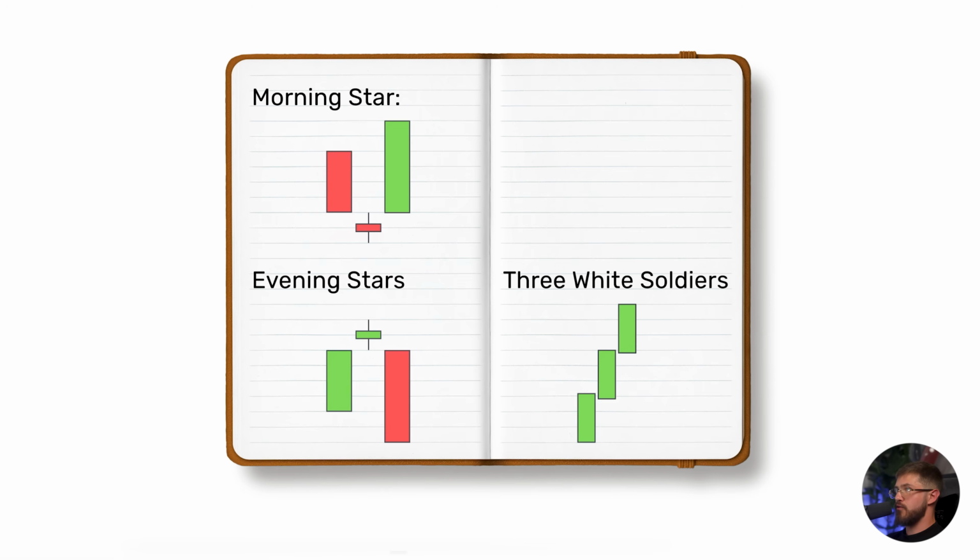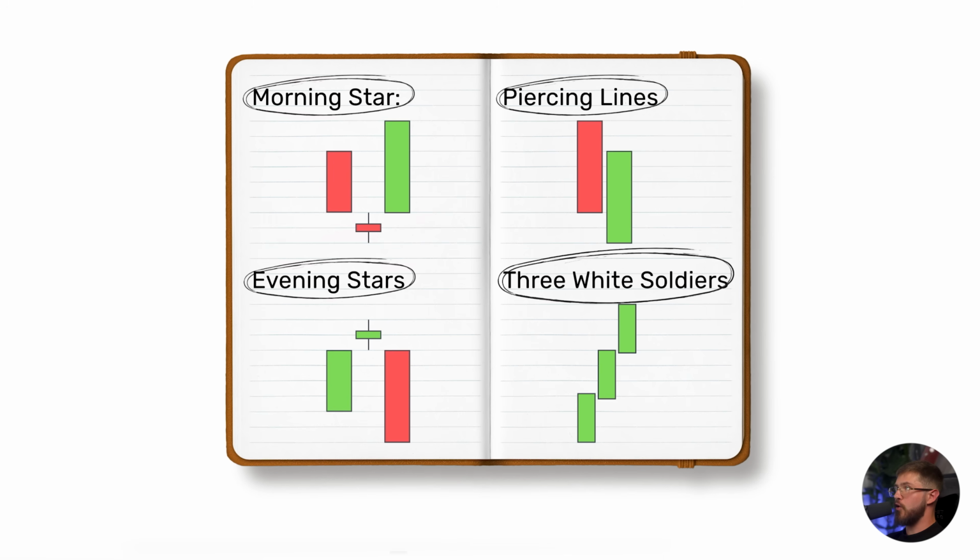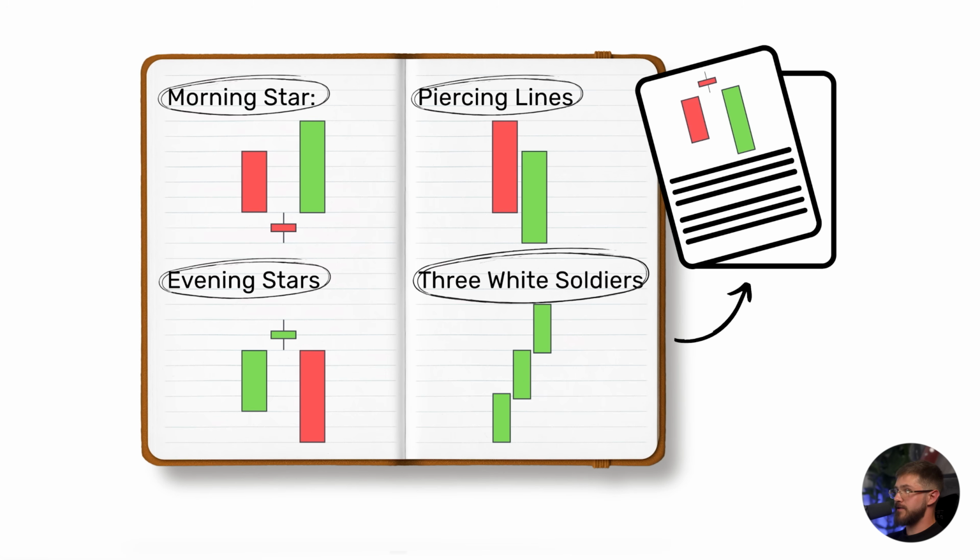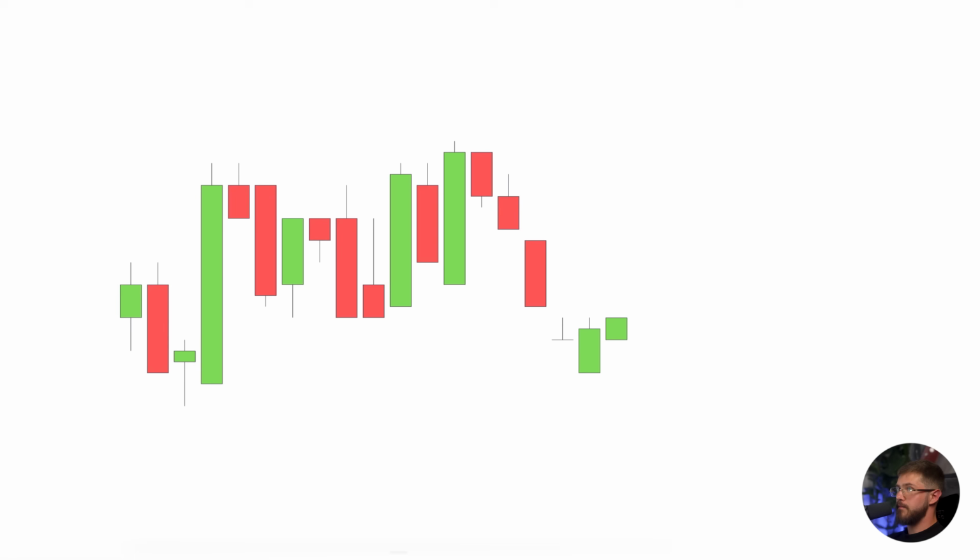evening stars, three white soldiers, piercing lines. I could draw every single one of these from memory. I studied them religiously, took detailed notes. I even made flashcards. But whenever I sat down in front of live charts with real money on the line, I froze.